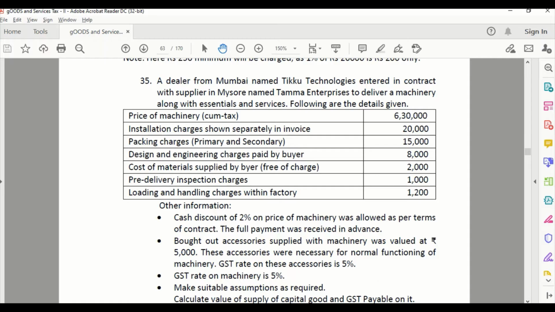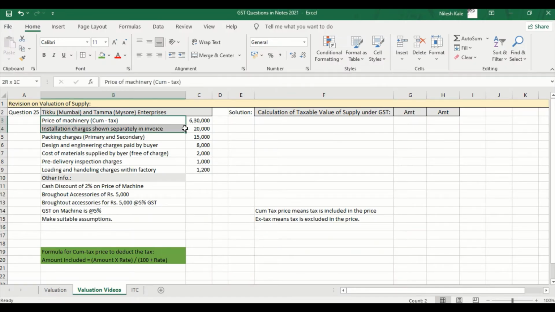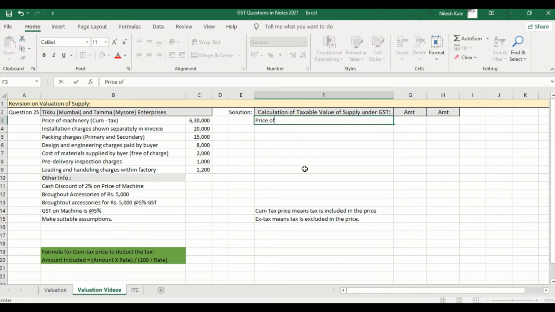This is the question which is given. I have already copied the question, and this is the other information which is already given. Now let us start calculating. First thing, price of machinery, which is given as the cum tax amount. It is 6,30,000, right? Now less tax included in the price. Now how do we calculate this?